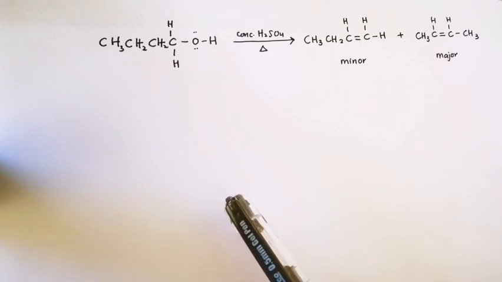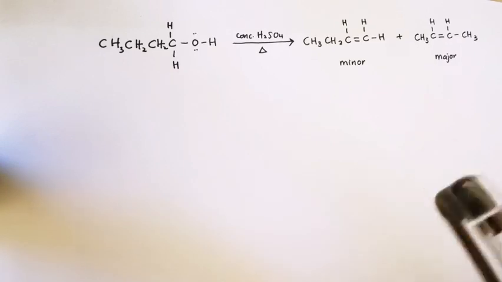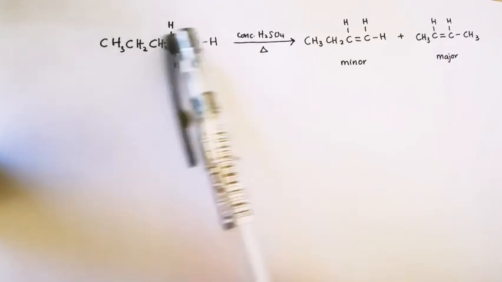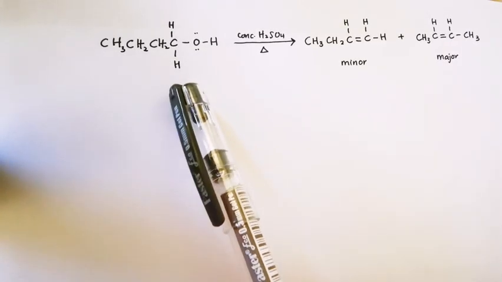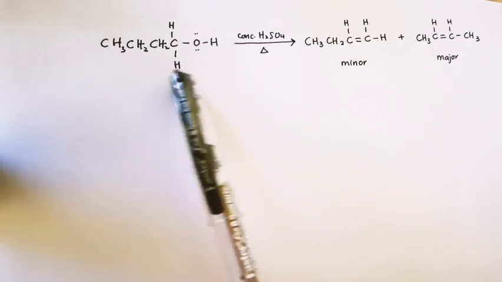In this video, I want to explain to you about the mechanism of dehydration of alcohol, one way to prepare alkene. So I will use the simple example first before we go to the more complicated one. So this is one type of alcohol.